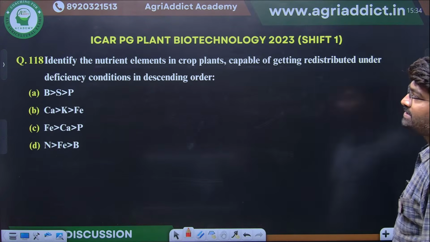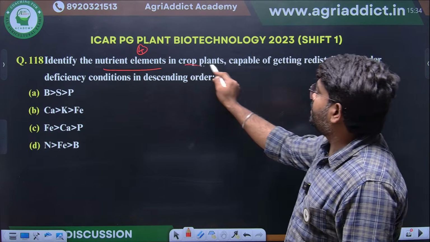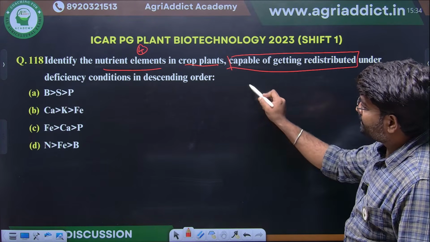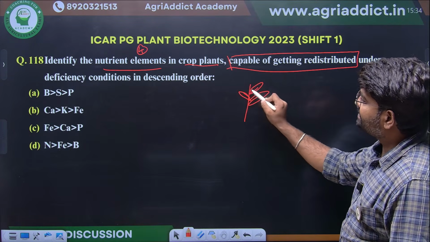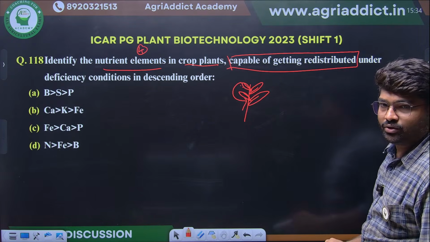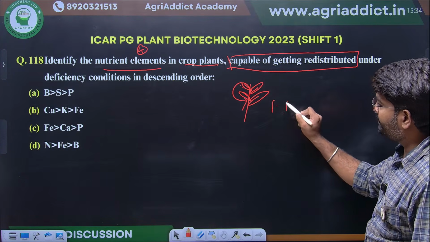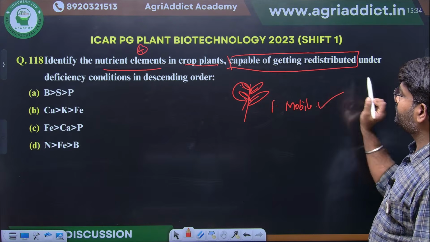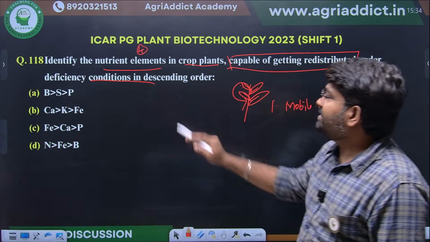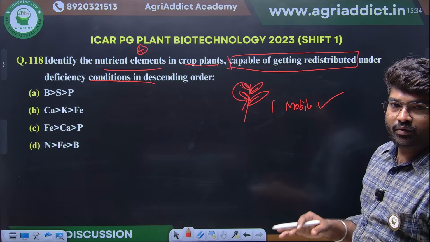Okay. Next, identify the nutrients. See, the fourth question is from mineral nutrition only. Identify the nutrient elements in crop plants capable of getting redistributed. That means if a plant is about to die or if a leaf is supposed to senesce, the nutrient in this leaf has to be relocated or redistributed to other parts of the plant. If it is redistributed, the first important criterion is that the nutrient should be mobile. They are asking an indirect question: capable of getting redistributed under deficiency condition, in descending order. So whatever is highest mobile will move first.